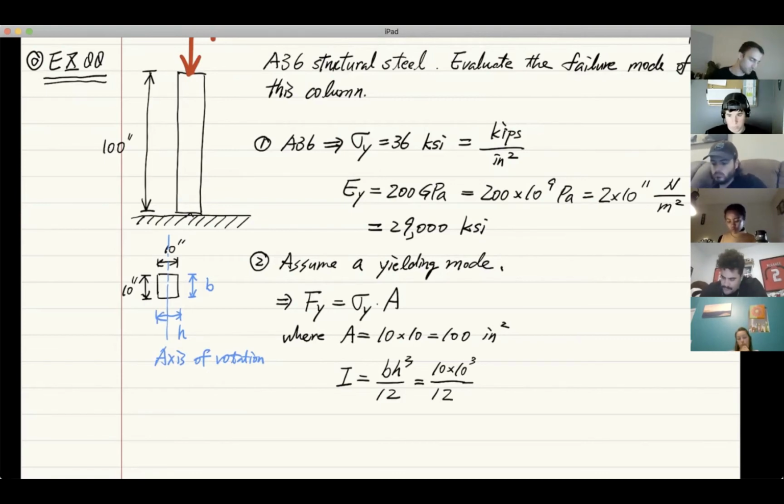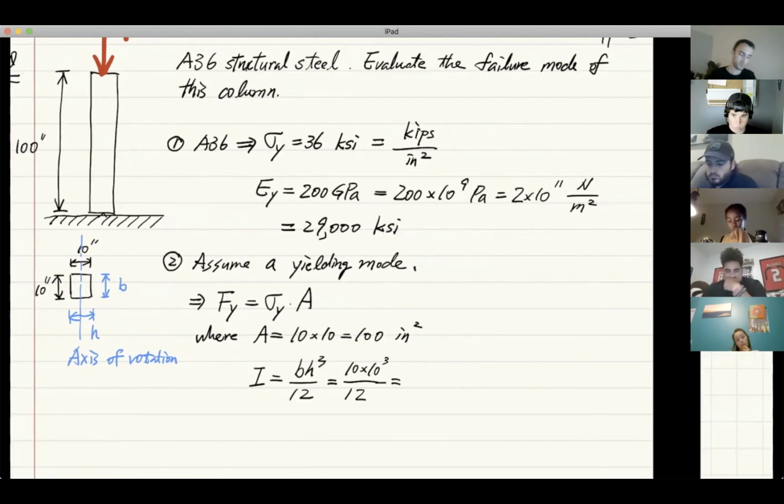Okay. So one thing to remember: the mass moment of inertia is always fourth order of the length dimension. So we have one order from B, 3 orders from H. Altogether, that's 4 orders. And this result, if you have a calculator, you will know equals approximately 833.33, and this unit is in quadruple inches.